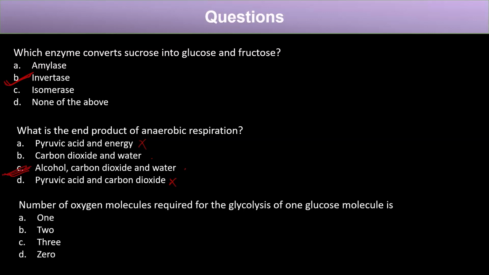Now, question 3 is: the number of oxygen molecules required for glycolysis of one glucose molecule. Just look at the question carefully. Here it is asking about glycolysis. So in glycolysis, how many oxygen molecules are required? Have we used any oxygen molecule? The answer is no. Oxygen and carbon dioxide are important for respiration, but they are not involved in the glycolysis process. So the correct answer is 0.